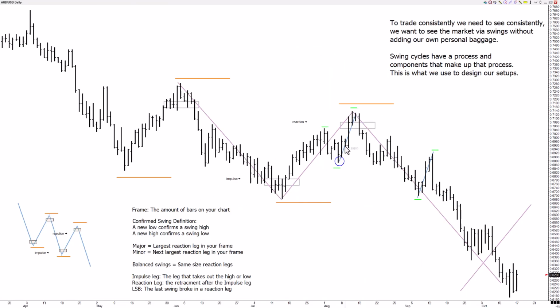Those are the definitions, the components, and begin practicing seeing in swings. And no matter what methods or setups you're using, see the setup nested in swings, okay? It will be in swings in some way or another, no matter what you're using. And so you can begin to couch swings and which way the market is going via major and minor.